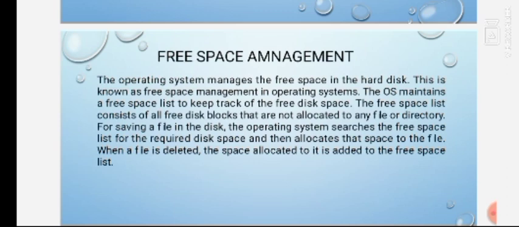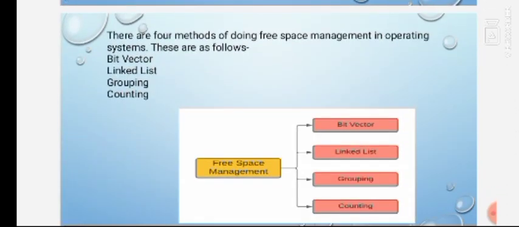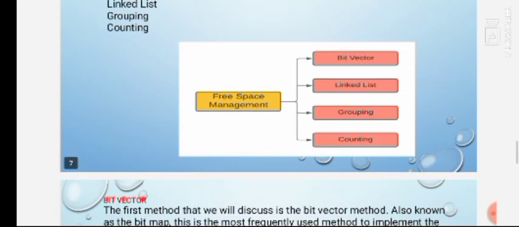For saving a file in the disk, the operating system searches the free space list for the required disk space and then allocates that space to the file. When a file is deleted, the space allocated to it is added to the free space list. There are 4 methods of doing free space management in operating system. These are bit vector, linked list, grouping and counting. So this is the basic structure of the free space management.